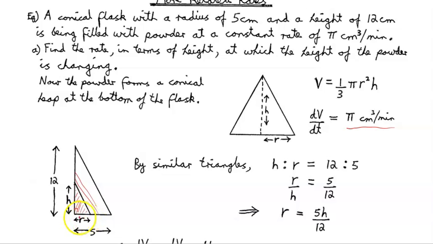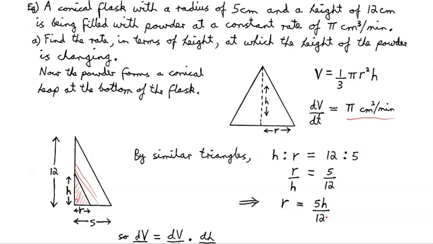This bit here we can call the radius, r, this bit here the height, and our original conical flask has radius 5 centimeters and height 12 centimeters. Okay, by similar triangles, we can form the ratio h to r is equal to 12 to 5, so r over h is the same as 5 over 12, and rearranging that, we can solve for r to give us r is 5 times h on 12.